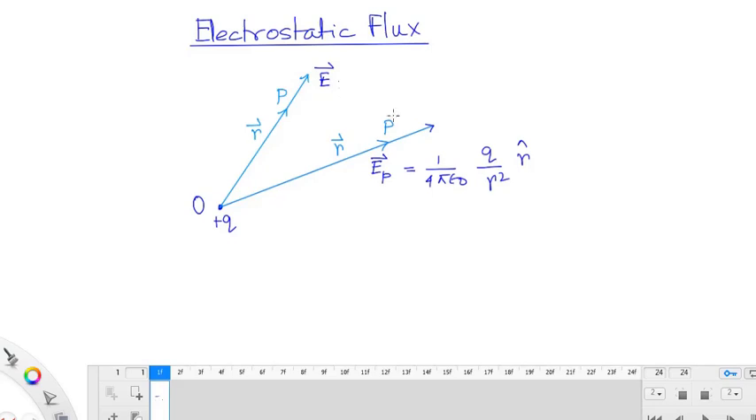So here, suppose this point is P1 and this point is P2, this will be EP1 and this will be EP2, that will be 1 by 4 pi epsilon 0 q by r square times r cap. See, this r cap changes as we change my position, so it is not a constant vector. The magnitude of r cap is constant, but the direction changes, so r cap is not a constant vector.